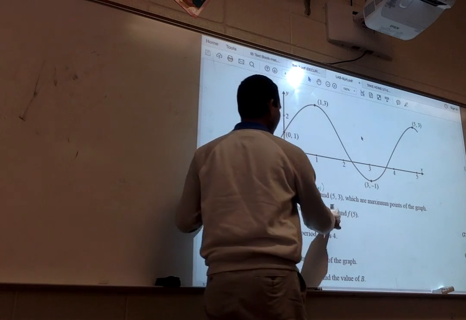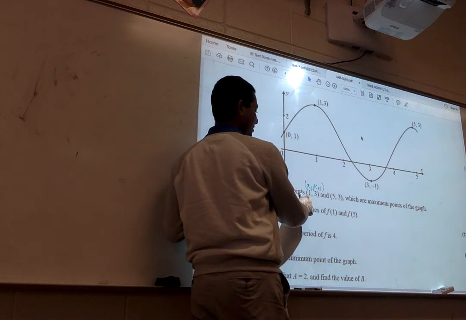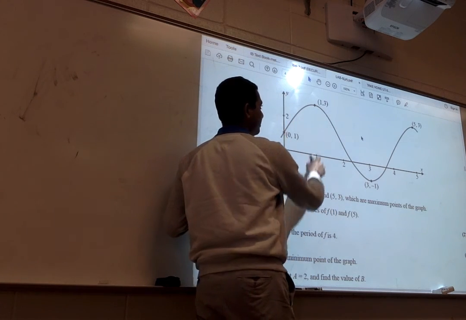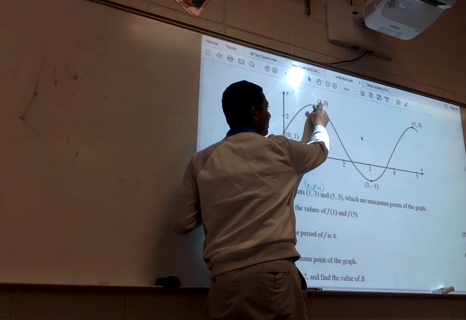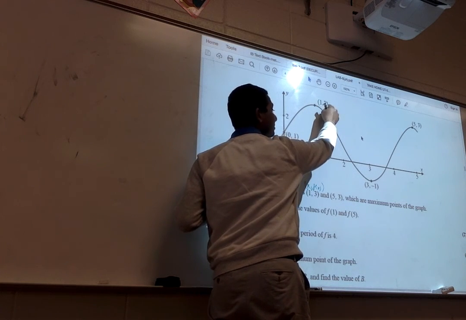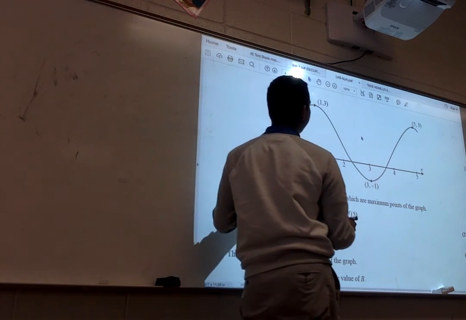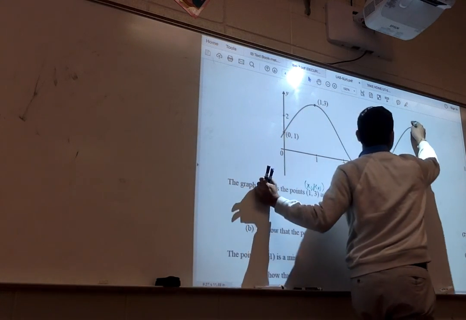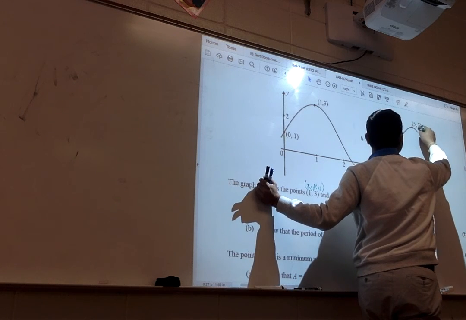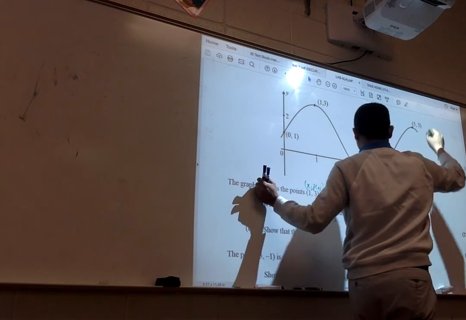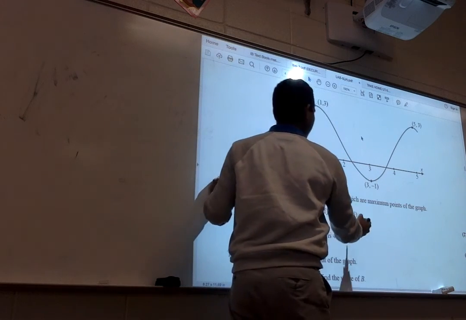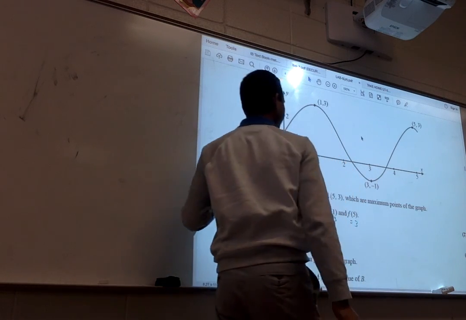So f of 1 is what? x is equal to 1. F of 1 will be 3, right? So f of 1 is 3. F of 5, if this is 5, what is f of 5? 3. So both are 3.